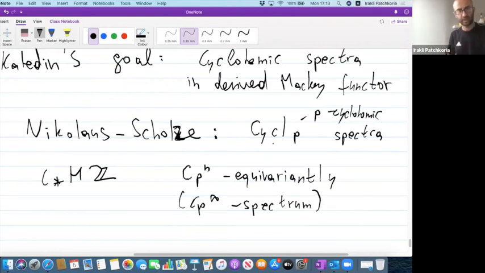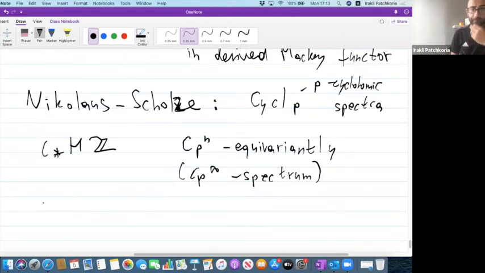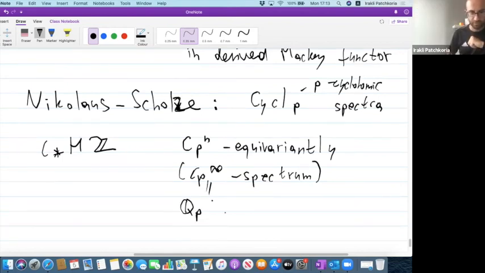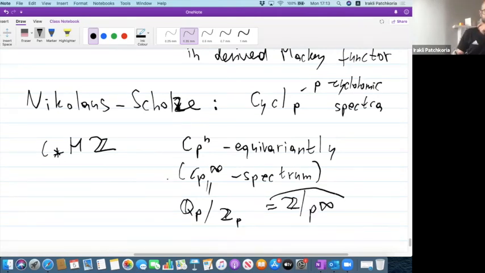Now, inside this category of cyclotomic spectra, yeah. In the audience: CP infinity is what used to be called Z modulo P infinity. Yeah, this is not used much anymore, but it's also QP mod ZP if you want. Something like that. But yeah, Prüfer group. I was taught in Bonn not to use this notation, so I'm not using it anymore. No, Scholze is.